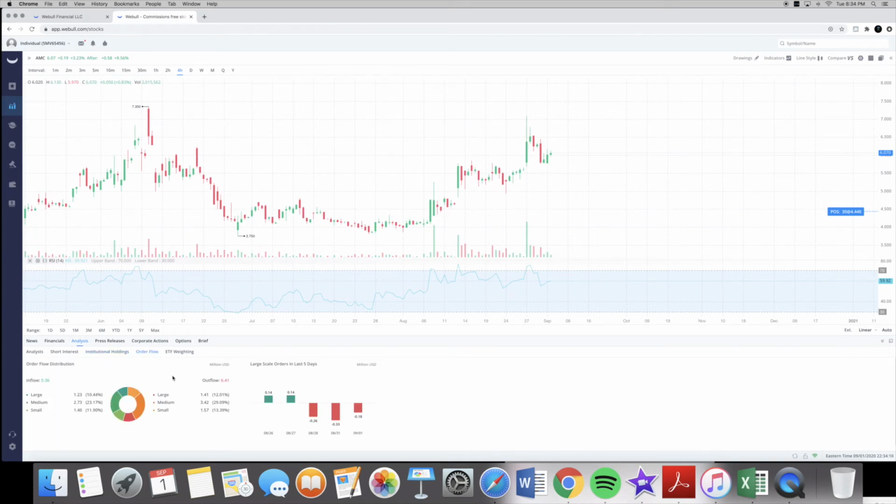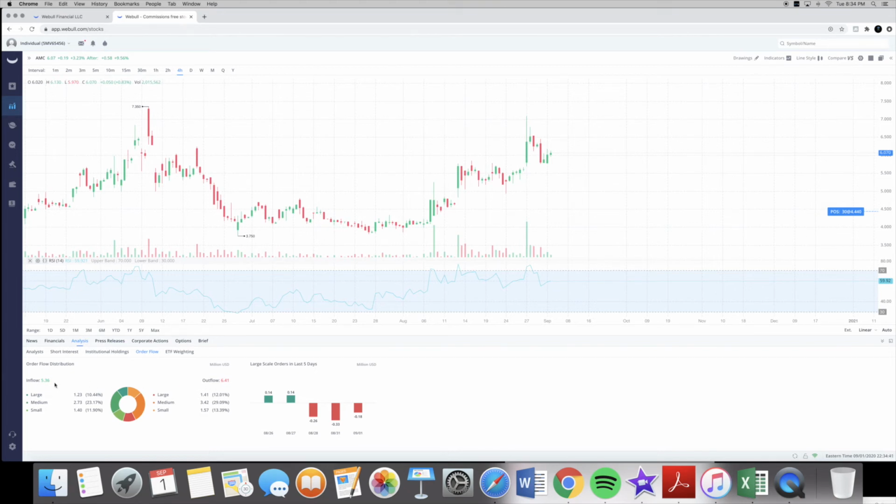Order flow. I like to see that. Why? Because you always want to see a bigger inflow than outflow. Outflow means that's people selling. So right now AMC, a couple hours ago, went crazy on a big spike of almost $1.10. So a lot of people started taking profits, so we're going to see a bigger outflow. Tomorrow during the day, it should be more inflow than outflow.